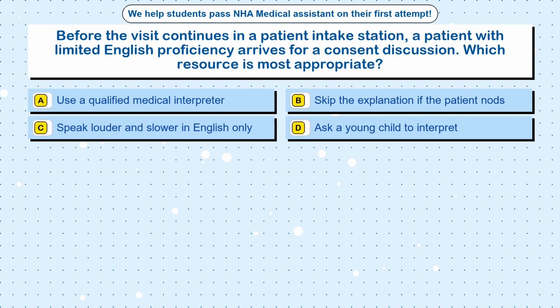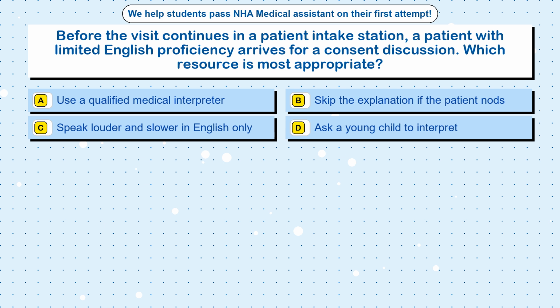Question 81. Before the visit continues in a patient intake station, a patient with limited English proficiency arrives for a consent discussion. Which resource is most appropriate? Option A, use a qualified medical interpreter. Option B, skip the explanation if the patient nods. Option C, speak louder and slower in English only. Option D, ask a young child to interpret.